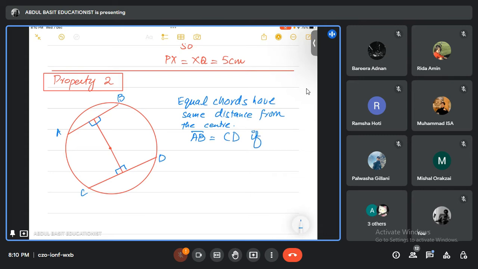if, and only if, we have to study that, OX is equal to OY. Right?